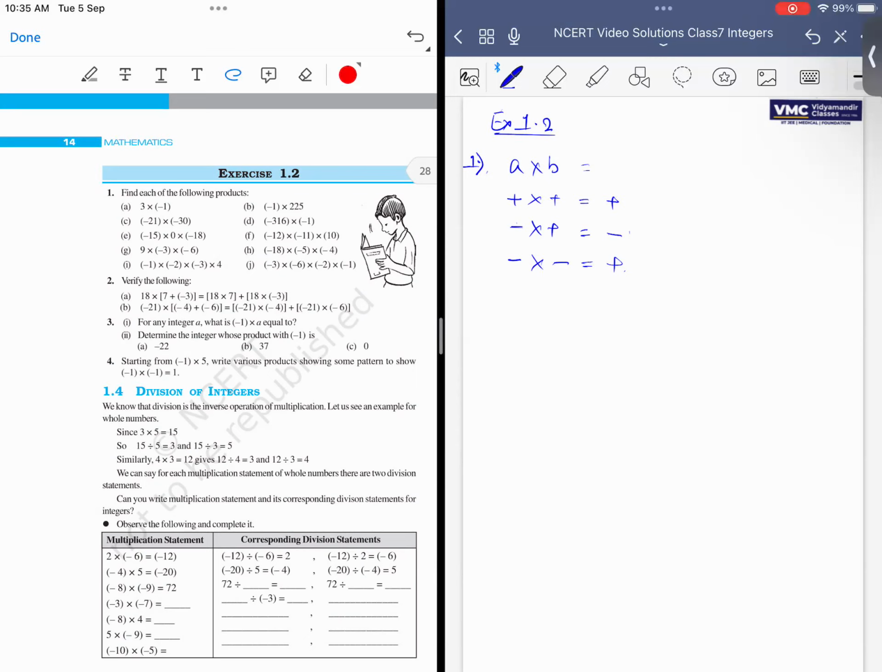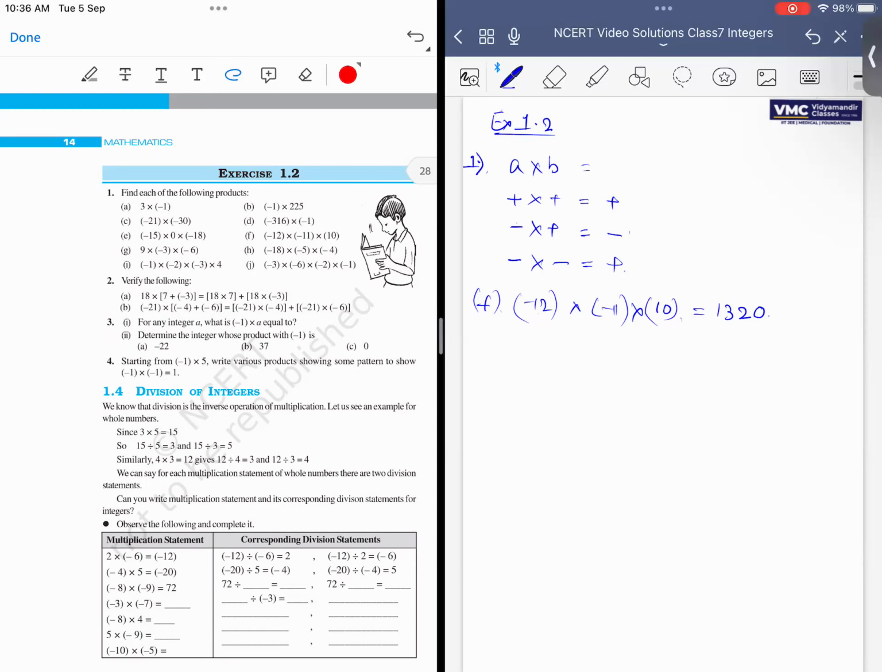Next, likewise, if I take example f, minus 12 into minus 11 into 10. See here, minus 12 into minus 11, two negative integers are multiplied, so the product will be positive, and then there is a 10. So 12 into 11 is 132, and into 10 is 1320. This is the answer. Likewise, we can do the rest.